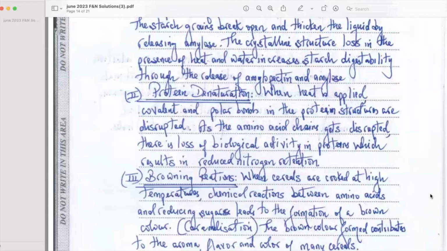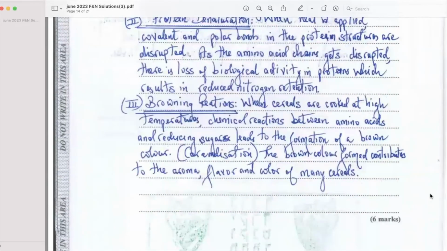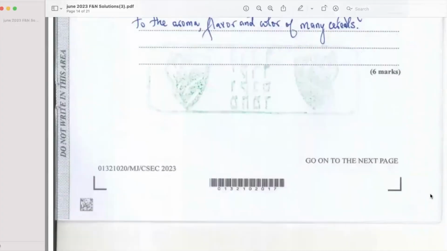And then the browning reaction is when the cereal is cooked at high temperature, chemical reactions start to take place between the amino acids and the reducing sugars, leading to a brown color. All right, there you go, 6 marks.